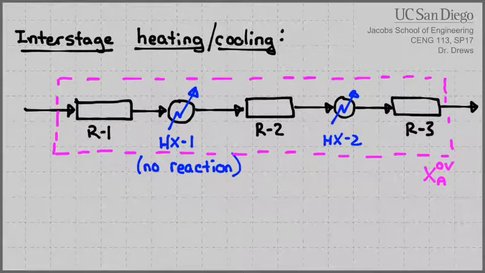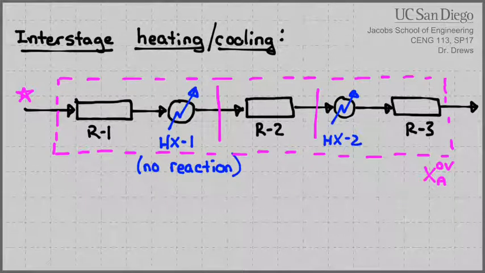XA overall is that conversion that we achieve if we look at the very first stream that enters the very first reactor, and compare it to the very last stream, the one that comes out of the very last reactor. Keep in mind that overall conversion, you can actually define it anywhere along the way. I could define an overall conversion if I were to close that box here, or here, and I can define another overall conversion based on wherever I finish it, but it's always relative to this starting point back here.